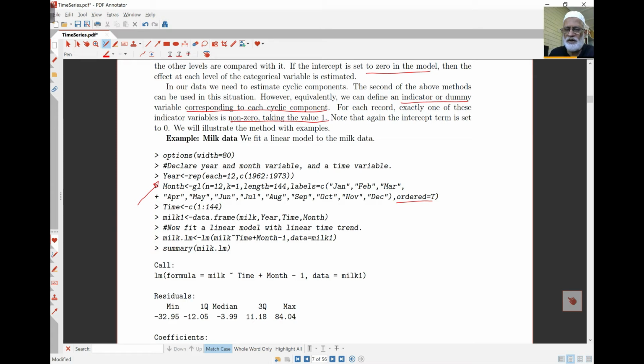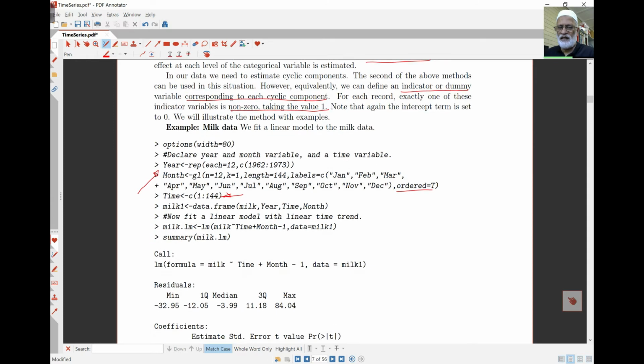Here also, if I'm going to model a time trend, then I require a variable that just stores the time points. So I've got these things all set up. Now, you will find I won't be allowed to include all of those in the model, so I can't, for example, use year as well as the month and the time together. Here's my data frame that combines all these things together.